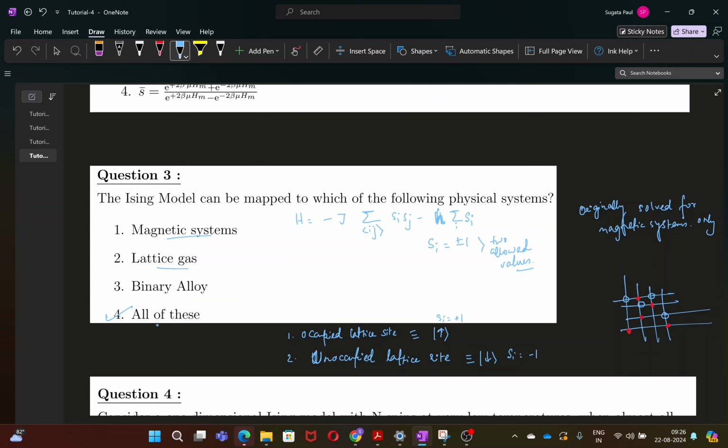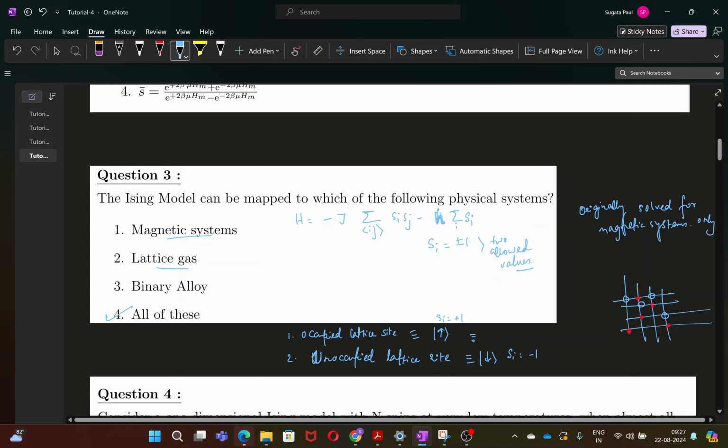Similarly, for option number 3, binary alloys, we know that binary alloys are alloys which are made of two components. That's why the name binary. So it has two elements present. Let us name them element A and element B. Then in the whole structure of the alloy, there will be some atoms coming from type A and some atoms coming from the element type B. So then again two kinds of states are there, A state and B state. The A state we can correspond to the spin up state, let's say s_i equal to 1.